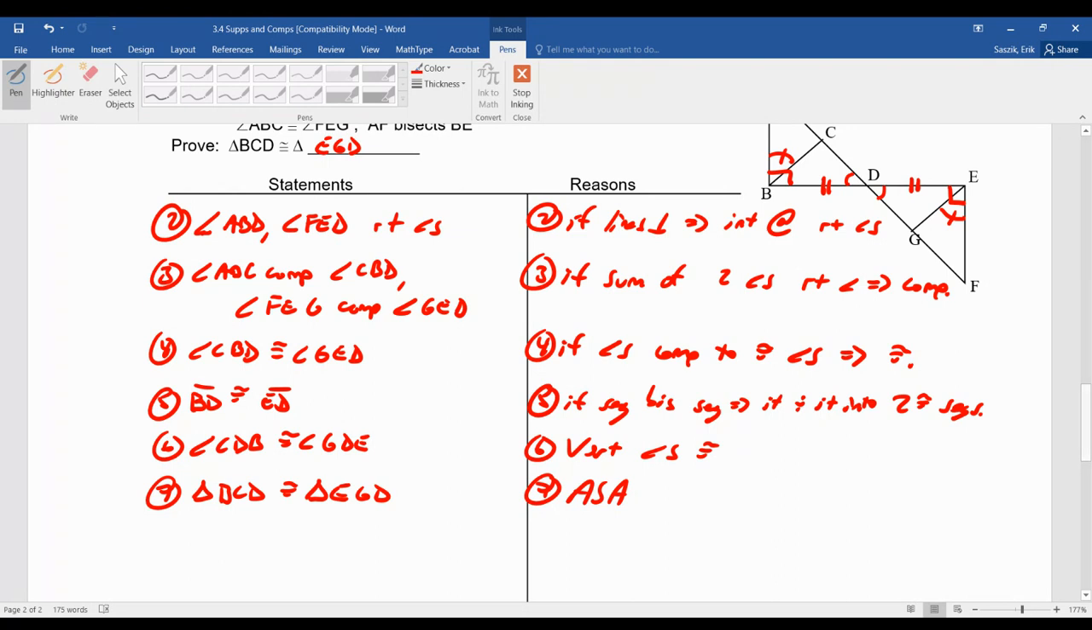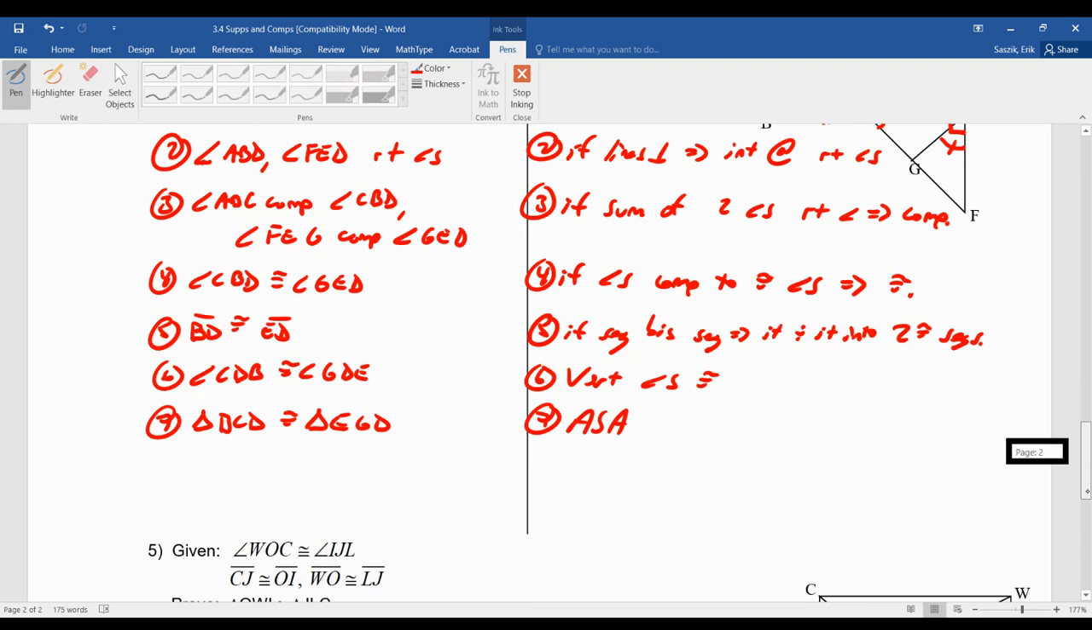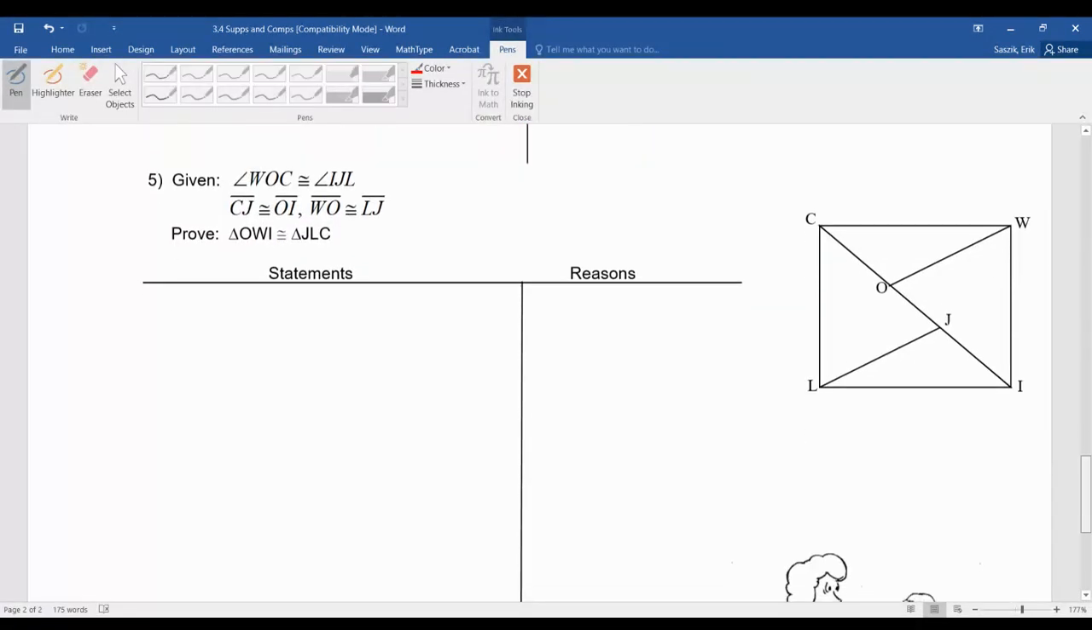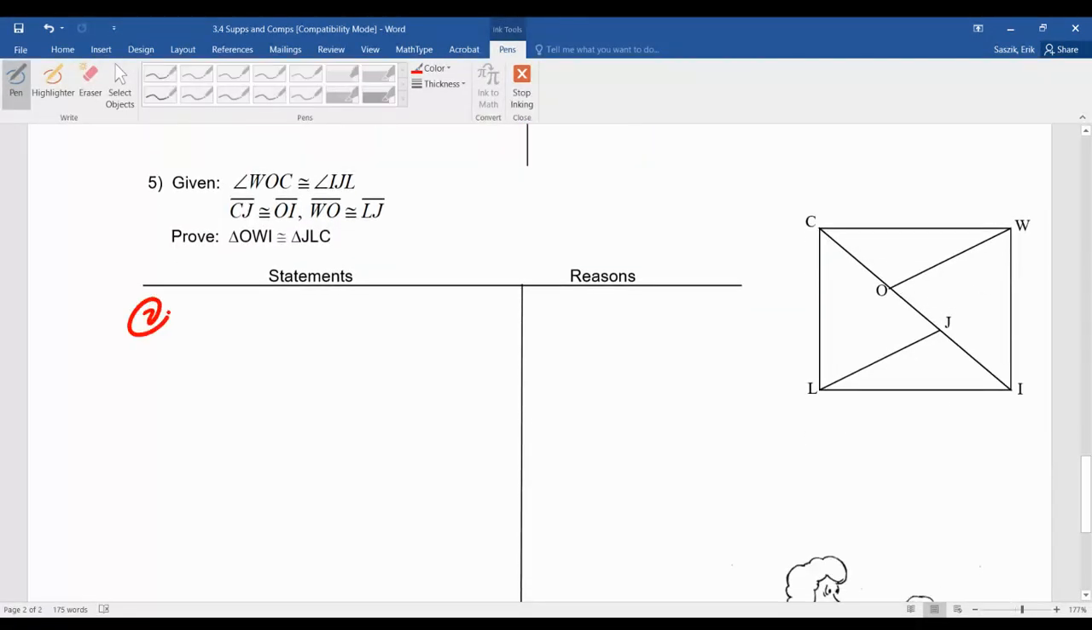Okay. Got one more proof on this sheet. Again, I'm going to start with step 2. I'm going to mark up my diagram, WOC, IJL. Now this one's hard to show, so CJ and OI, I'm just going to make a mental note of that. WO and LJ.